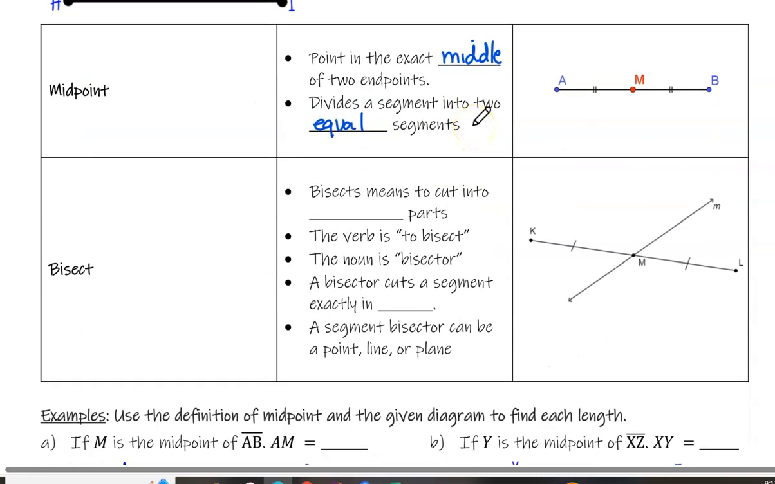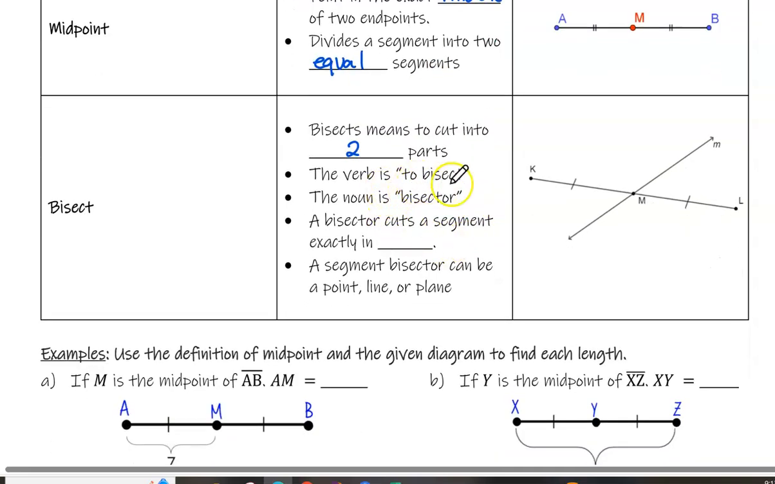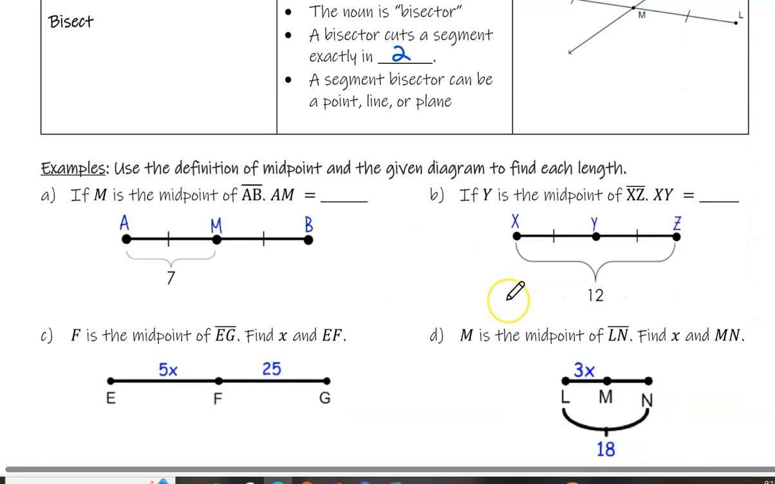Bisect means to cut into two parts. The verb is to bisect. The noun is bisector. A bisector cuts a segment exactly into two equal segments. A bisector can be a point, a line, or a plane. So it's dividing things into parts. So this is the midpoint, and to bisect is to actually cut it into two parts.